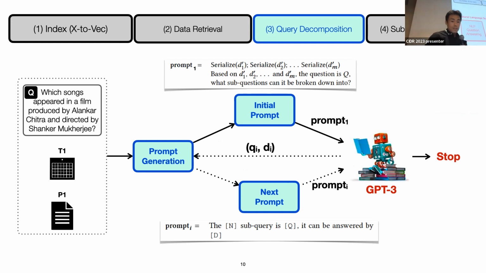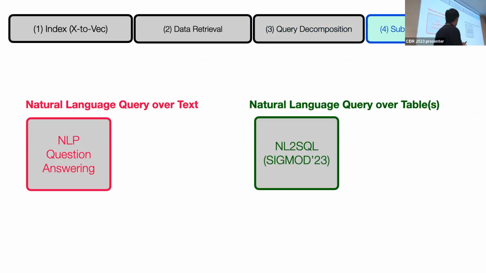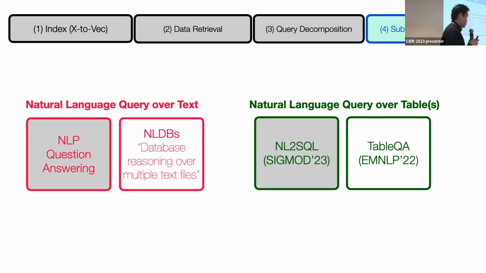The next one is the subquery execution module. If the subquery is on a text document, we use an NLP question answering module to extract information to answer it. If the natural language query is on a table database with several tables connected, we use an NL2SQL module to answer it. But at the same time, there are other different modules. For example, NLDB is a work from Meta AI from Alon Halevy's group. Basically, they want to do database-like reasoning over multiple texts.